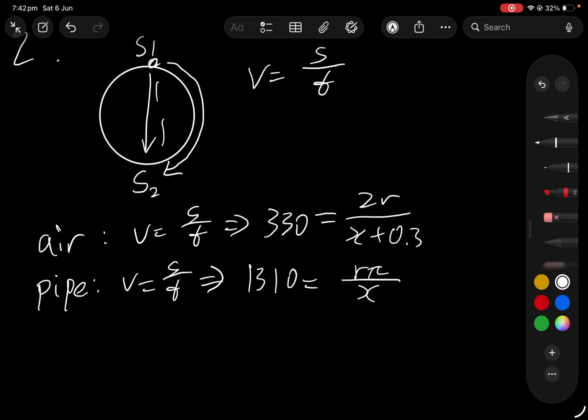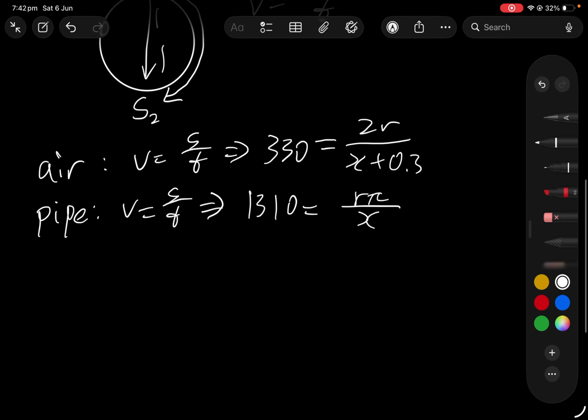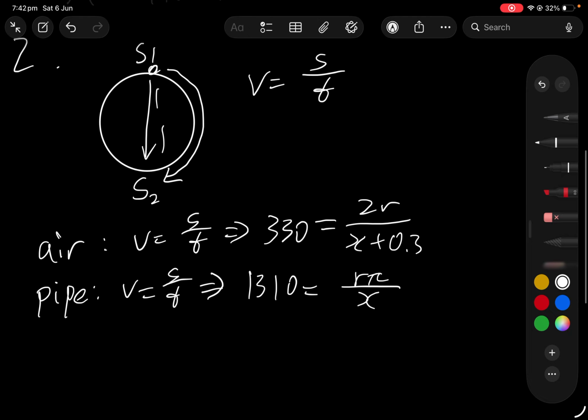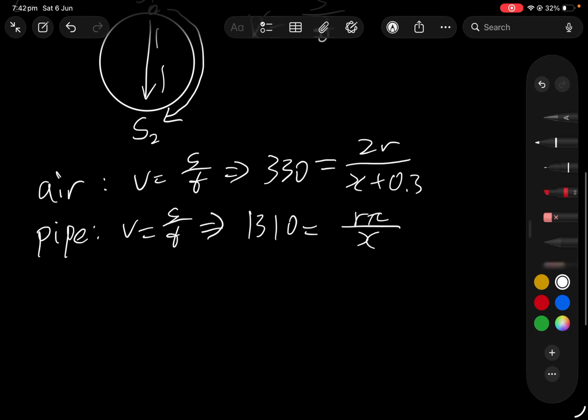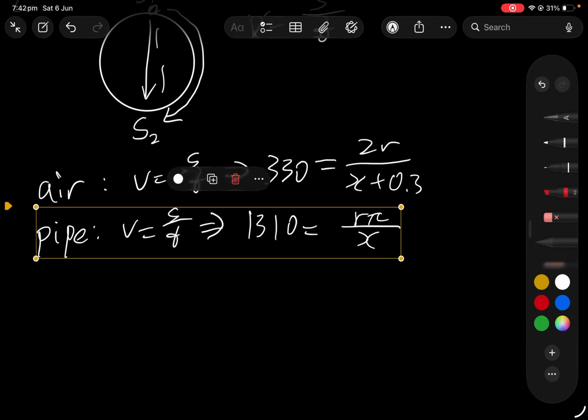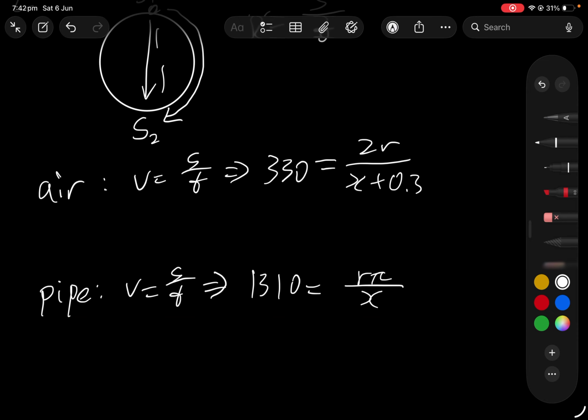So that's that. We want to find the radius and not x, because x is time. We don't really care about that because it's asking us to calculate the radius. So we'll just make the subject x. We'll just move it down.